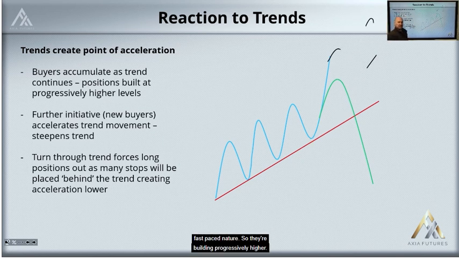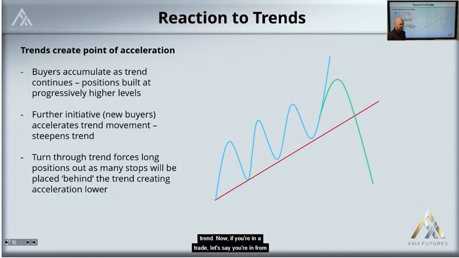So they're building progressively higher. This is showing you steady acceleration of this move up. So what they're essentially waiting for is new buyers to come in. You're waiting for the directionality to move away from trend. More pace, and this is going to drive you away from the trend.